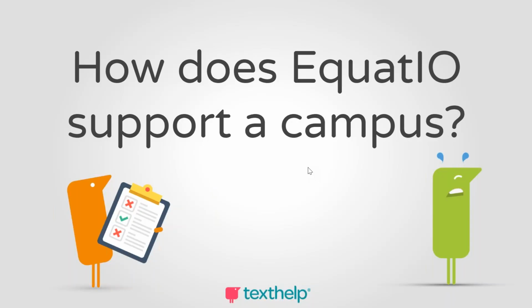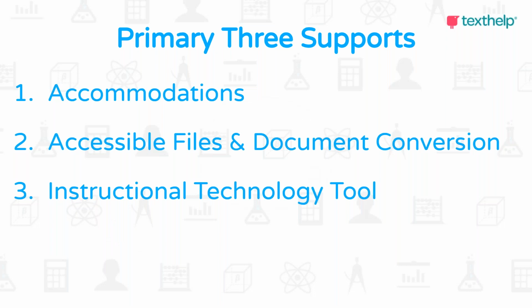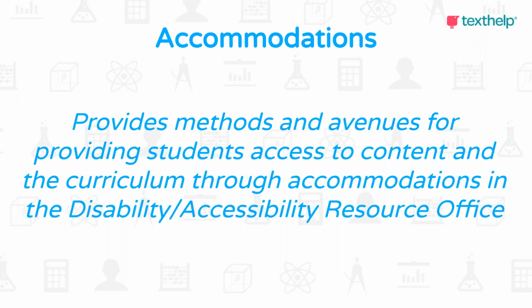So let's talk briefly about how EquatIO supports a campus. When I think about this as someone who used to work in higher ed for many years and still works with higher ed extensively, there are three different ways: accommodations, accessible files and document conversion, and then instructional technology tool. Let's break this down quickly. For accommodations, EquatIO is going to provide an avenue for students who work with disability resources and need access to content or the curriculum. If a student comes to your office and they need support with math for a variety of reasons, we're going to break down what that looks like. But this tool can help with that accommodation provision.